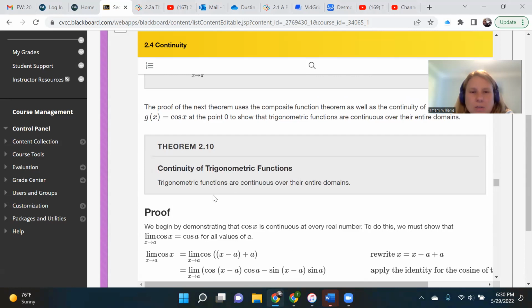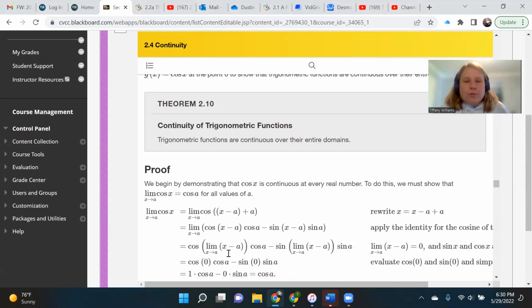And then continuity of trigonometric functions: trigonometric functions are continuous over their entire domains. So those are just two pieces of information I wanted to share with you. Here is a beautiful proof if you would like to look through that more in depth.